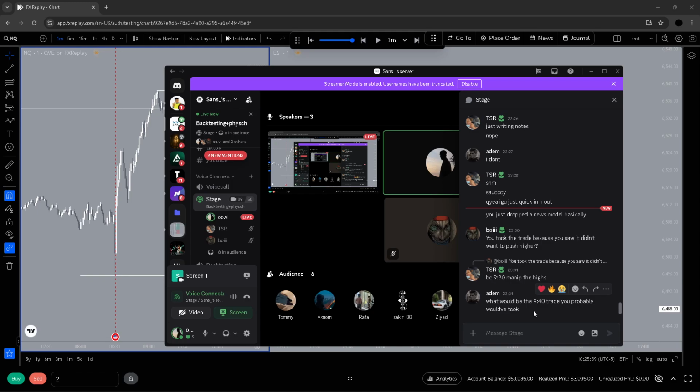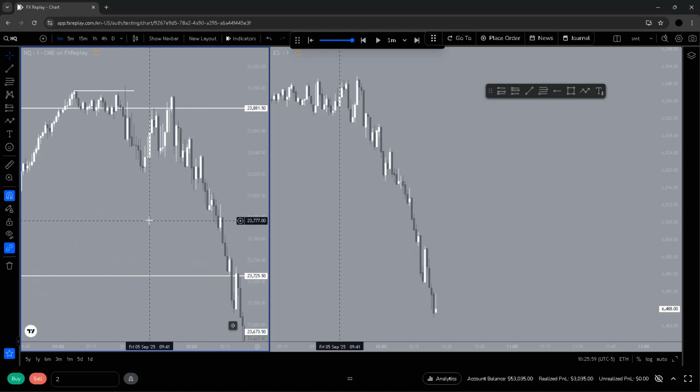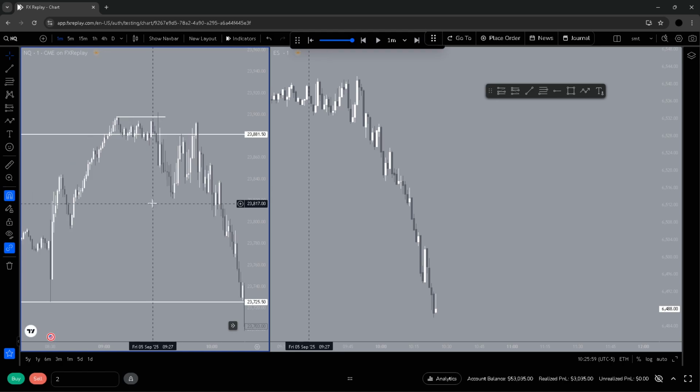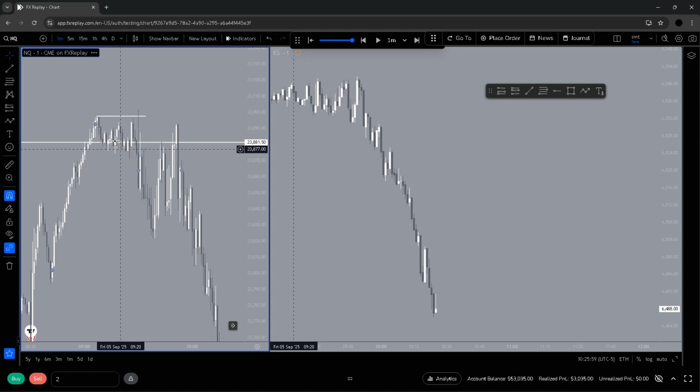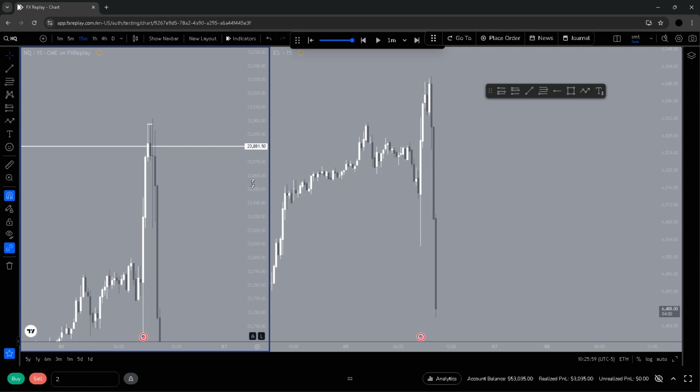What would be the 9:40 trade you probably would have took? So I'll try and break it down for you. So 9:40 is right here. So 9:40, we rebalance into this general range. So I'm assuming that's like a 15-minute order block.